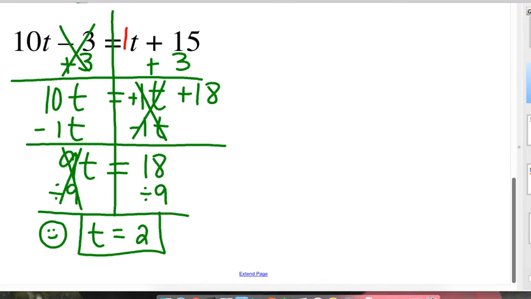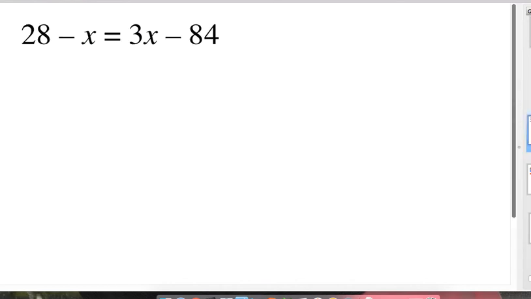The thing is, these equations are all going to be just a little bit different from each other. So you have to learn the strategy. You have to learn the steps. This is the last example for this lesson. 28 minus 1x equals 3x minus 84. The constants would be positive 28 and negative 84.